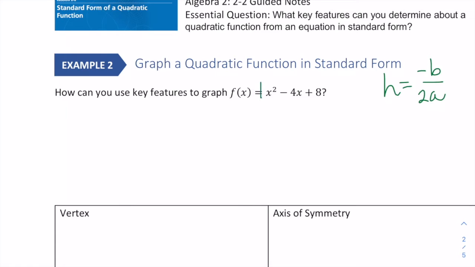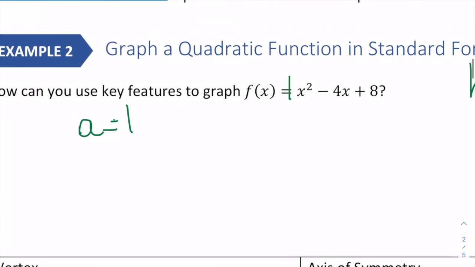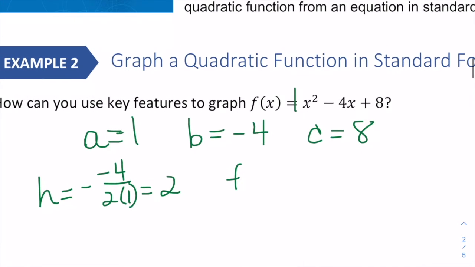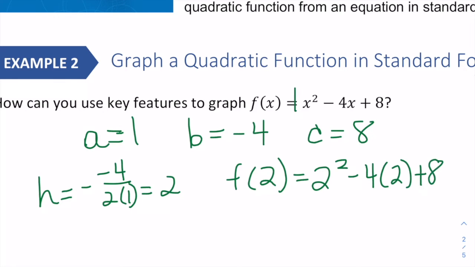So let's first identify the values for a, which equals 1, b equals negative 4, and c equals 8. So h is going to be negative 4 over 2 times 1, which is 2. And then when I plug in 2 into this equation, we'll get 2 squared minus 4 times 2 plus 8. So that's 4 minus 8 plus 8, which equals 4.